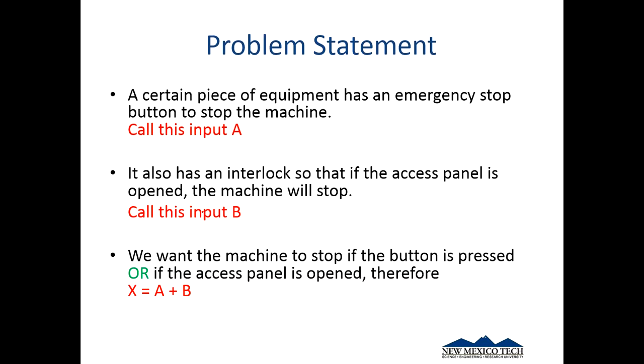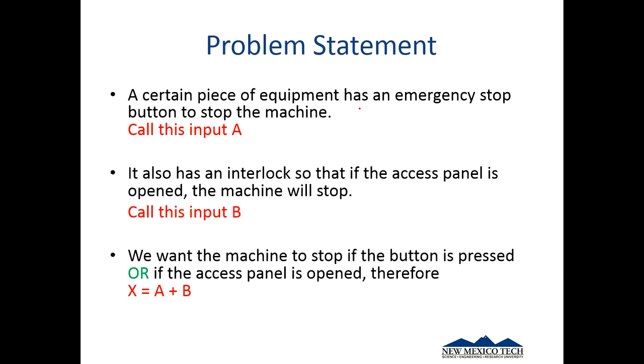So, suppose we have a piece of equipment and it has an emergency stop button. And we want to see when to stop the machine. So we've got an emergency stop. We're going to call that input A. It also has an interlock. And what I mean by an interlock is sometimes on big pieces of equipment you put a mechanical switch so that if you go and rip a panel off of it or open something you're not supposed to, it just goes ahead and kills the circuit. It just knows that you're not supposed to be there, so it shuts down.